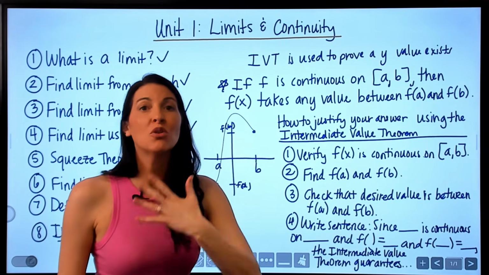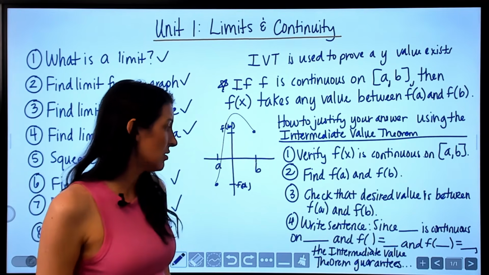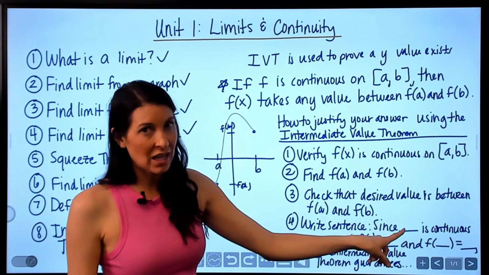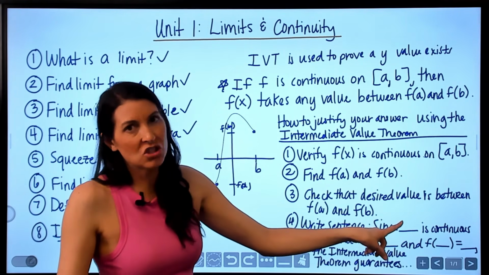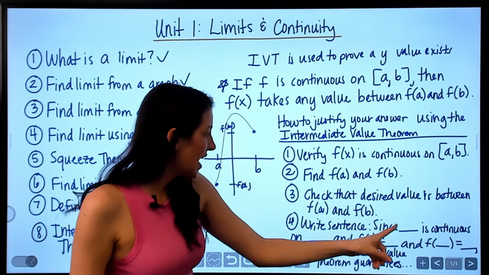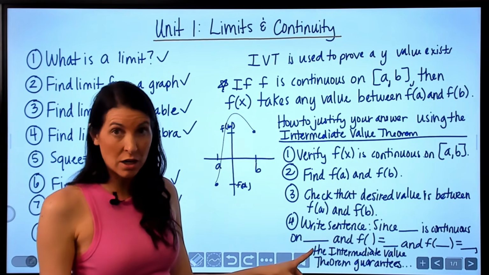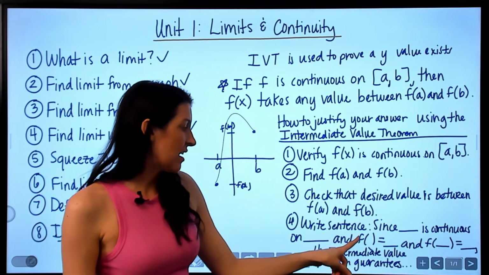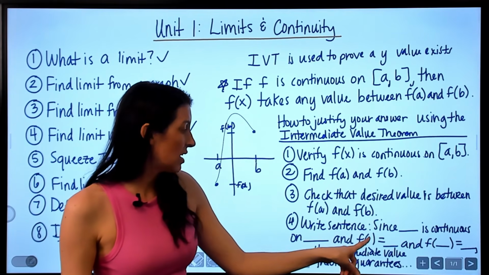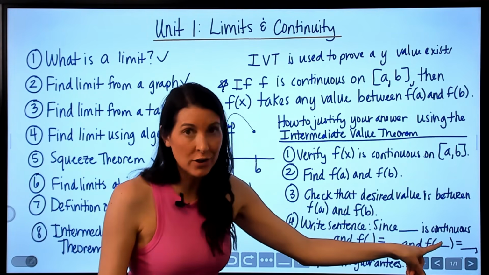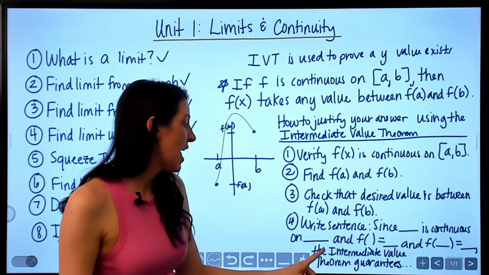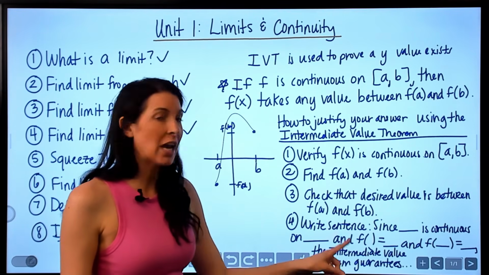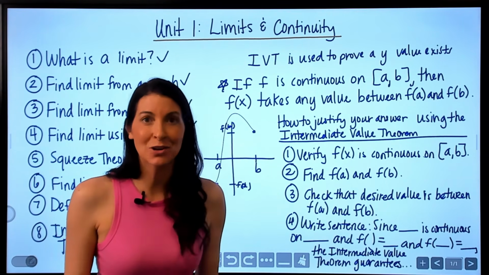And then finally, you write a sentence to justify your answer. So since the function given in the problem, whatever that is, f of x, g of x, h of x, something else, is continuous on the closed interval given in the problem, and f of whatever your a value is equals this number, and f of whatever your b value is equals this number, then the intermediate value theorem guarantees that, and then you would state your conclusion.